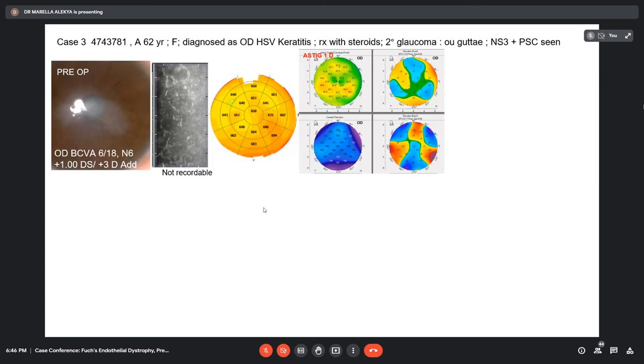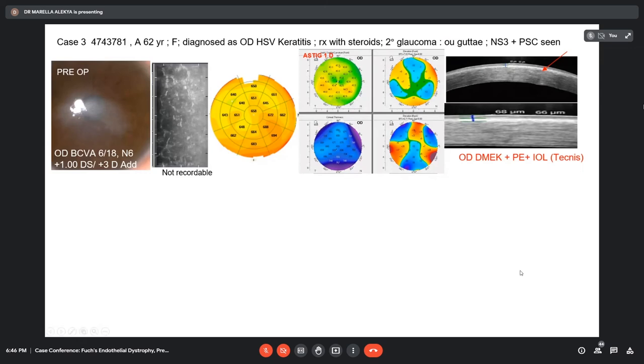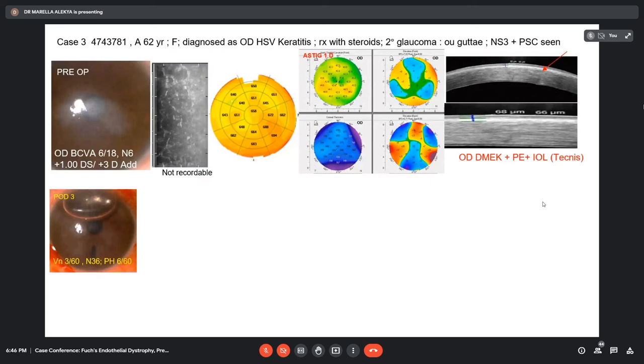This is a picture of OCT showing subepithelial fibrosis. And DMEK with phaco IOL was planned. On postoperative day 3, vision was 3/60 and N36, improving to 6/60 with pinhole. Central corneal thickness is 673 microns and OCT showed minor DMD at the peripheral area.